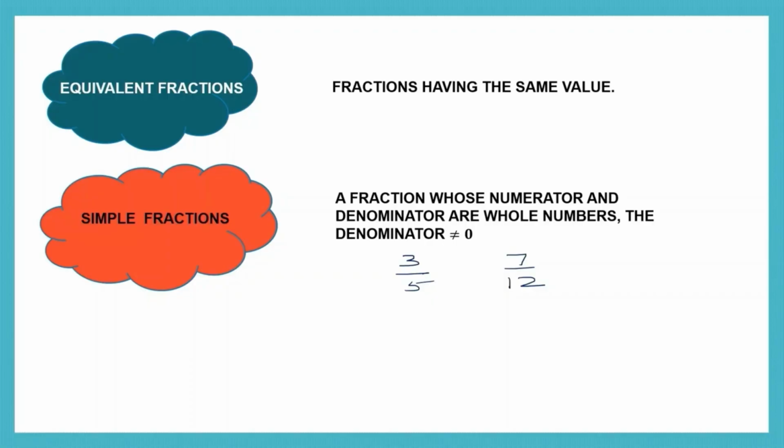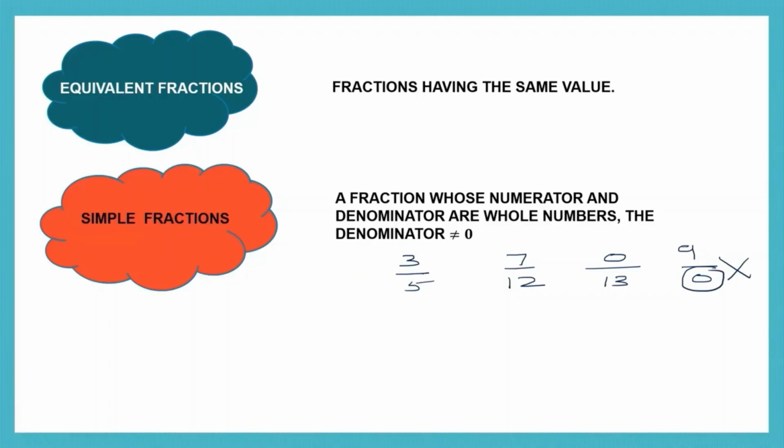Fraction whose numerator and denominator are both whole numbers. The numerator can be 0, but the denominator cannot be 0. So 0 by 13 is also a simple fraction, but I cannot have it the other way. Suppose I say 9 by 0. This is not defined. The denominator cannot be 0.